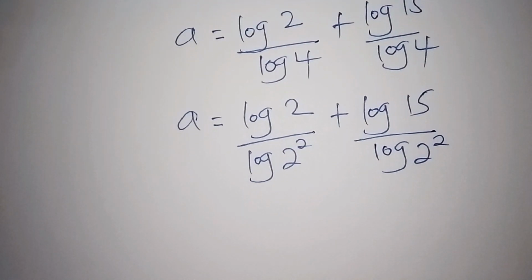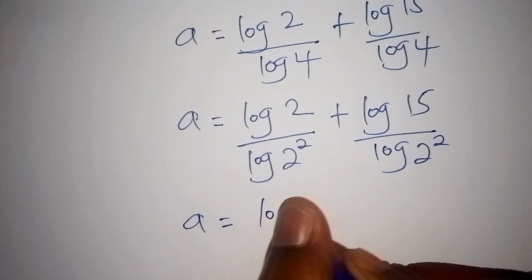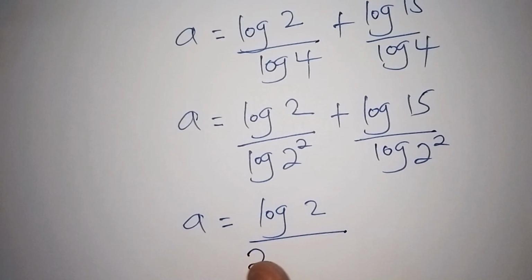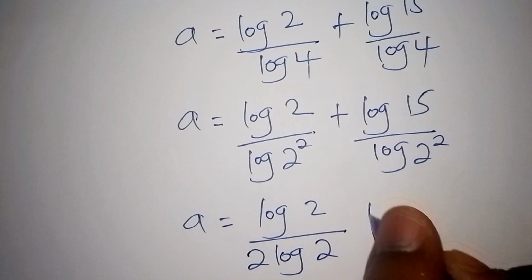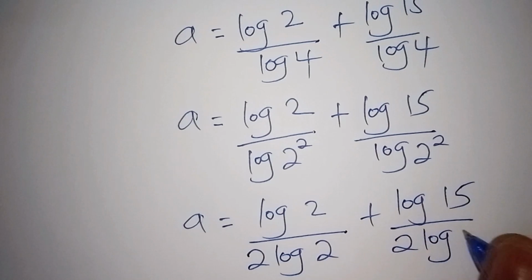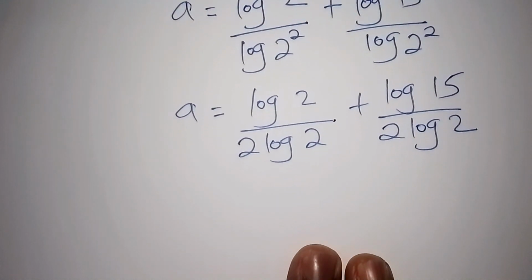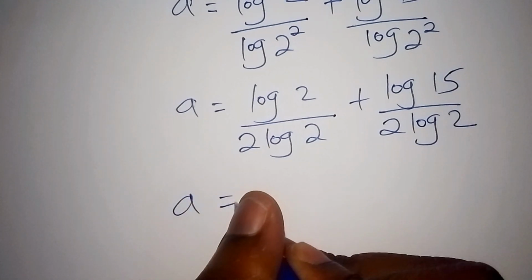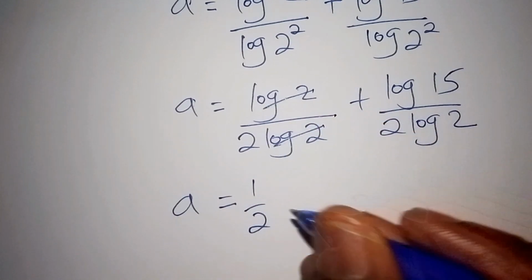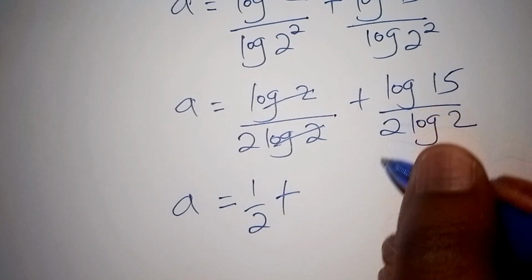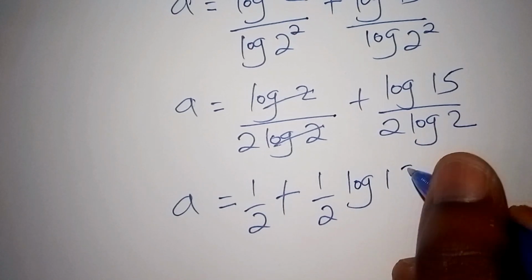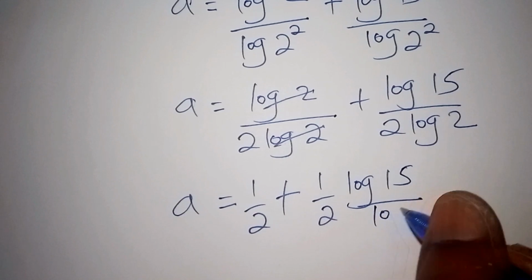So here we shall now have a is equals to the log of 2 all over, the log of 2 to the power of 2 can also be written as 2 log 2, plus log 15 all over 2 log 2. So here now let's simplify the equation. So now a is equals to a half, because the log of 2 and the log of 2 shall cancel, plus a half of the log of 15 all over the log of 2.